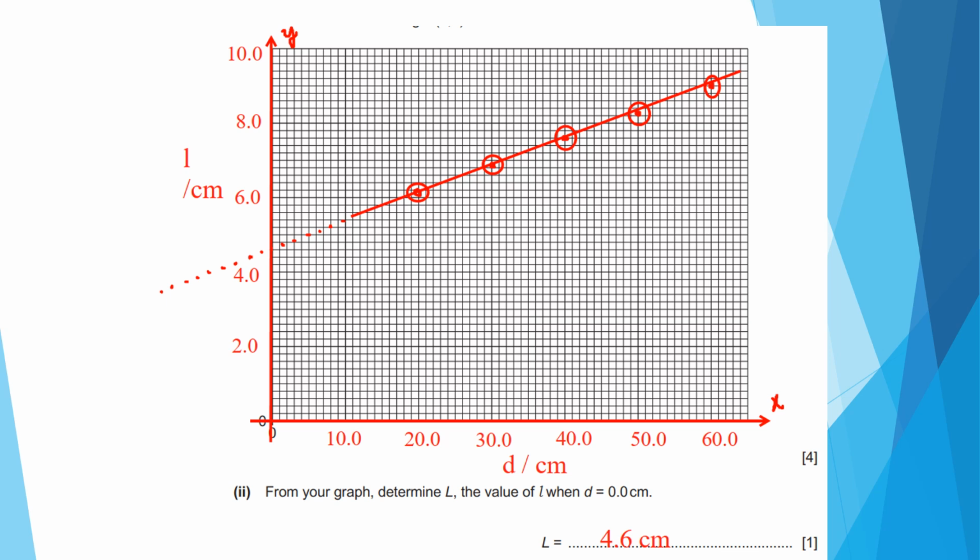Whenever you are plotting a graphical line like this, make sure the line is as thin as possible. Next question: from your graph determine L, the value of L when D is equal to 0 centimeters. When D is 0 centimeters, what will be the extension here? This is the extension. In order to obtain this value, we need to extrapolate the graph line backwards and represent it with dotted lines. Where it intersects the y-axis, that is the point we need to take. So it is approximately 4.6 centimeters.